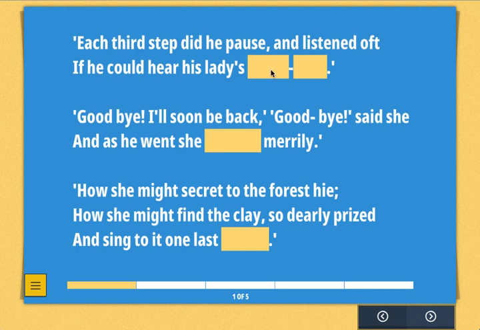Okay, so the first one, from pretty early on in the poem: if he could hear his lady's matin song. Those early stages of the poem, when they were listening for each other, looking out for each other, all of that sensory sight and sound imagery that we've talked about a lot.